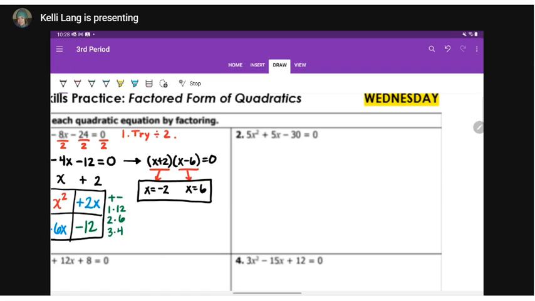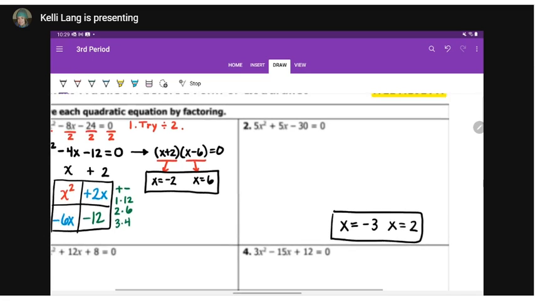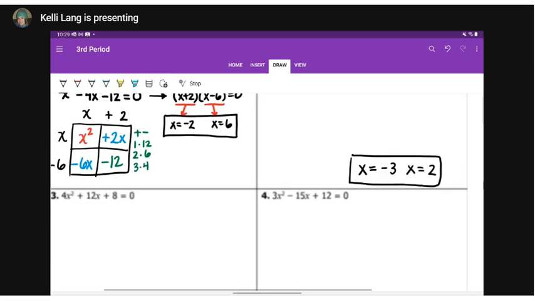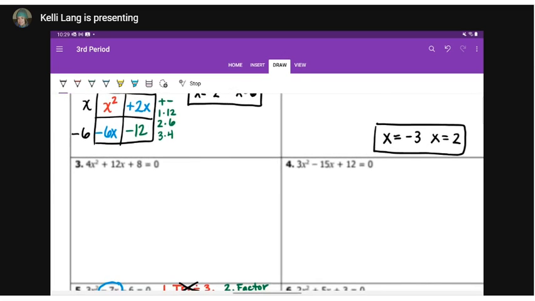And I'm going to write the answers down for 1 through 8 to make sure you have these and you can check your work. So the answer for number 2 is x equals negative 3 and x equals positive 2. So check your answers. If you got them wrong, make a note of what the real answer is so you can go back and try to find your mistake. For number 3, the answer is x equals negative 2, x equals negative 1. Those are your 2 roots.